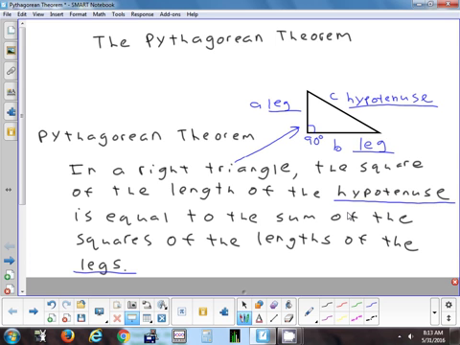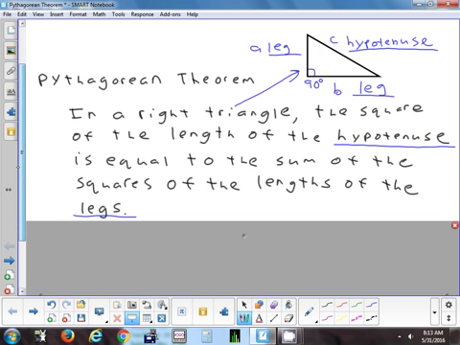And I think it'll be a lot easier once I write that out using letters, so you can see what it is. Right, so that says the square of the length of the hypotenuse, so you take however long the hypotenuse is and you square it, is equal to the sum of the squares of the lengths of the legs. So you have to take each leg and square them, but then you have to add them up. Okay?